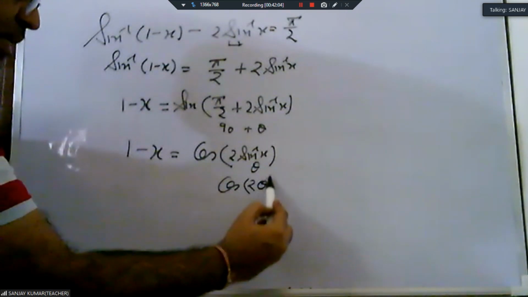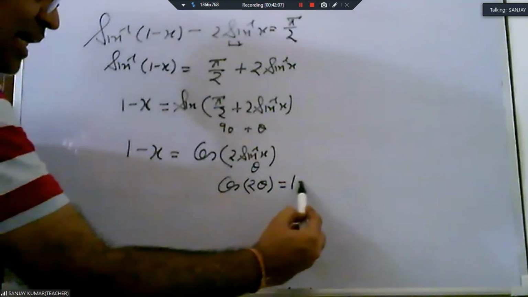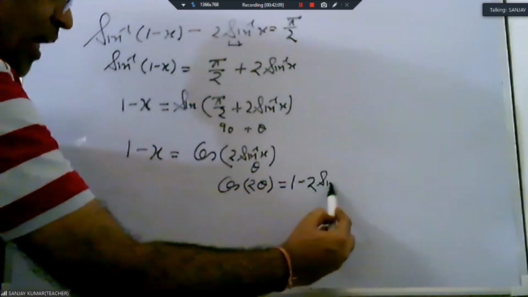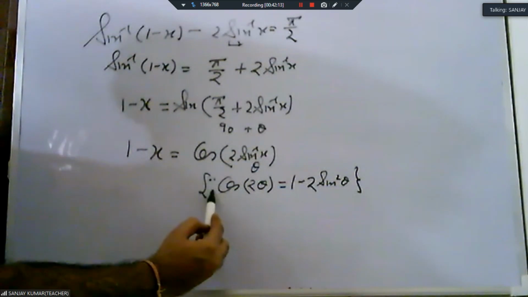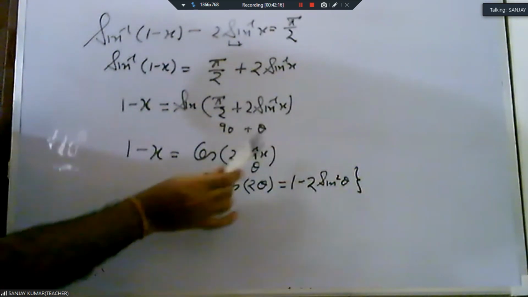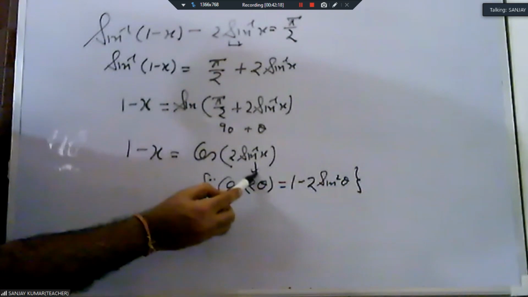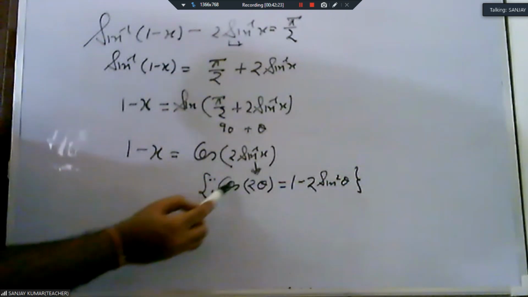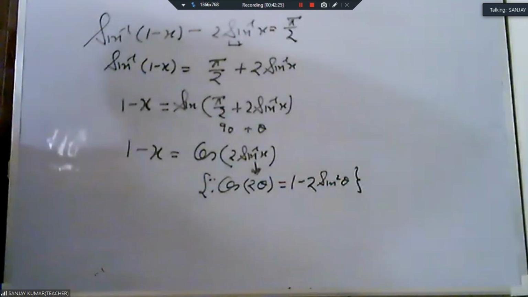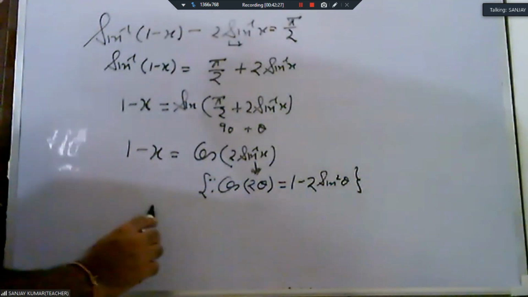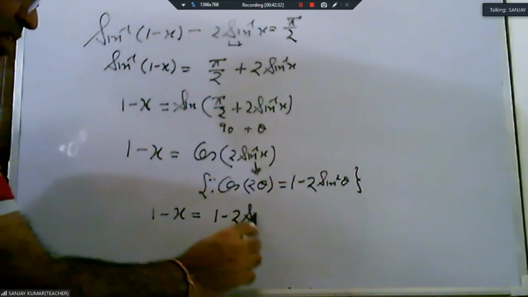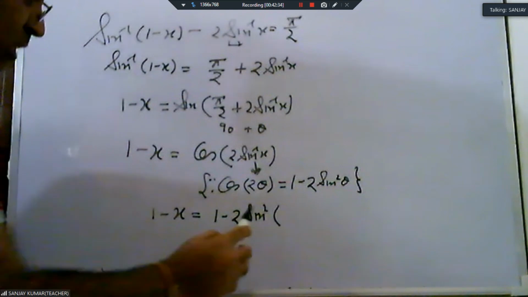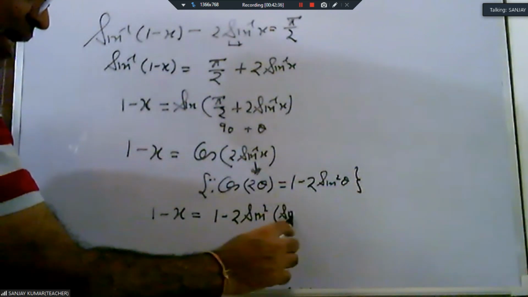Now cos 2 theta has a formula from 11th class: 1 minus 2 sin square theta. Okay, this is the formula from 11th class. If you let it be theta, it becomes cos 2 theta. Now cos 2 theta is 1 minus 2 sin square theta. So we have applied this formula, 1 minus 2 sin square theta. Now what do we suppose theta is? Theta is sine inverse x.